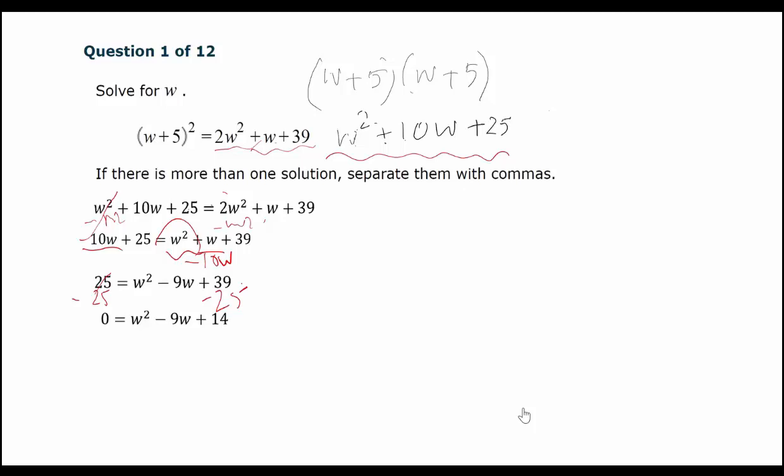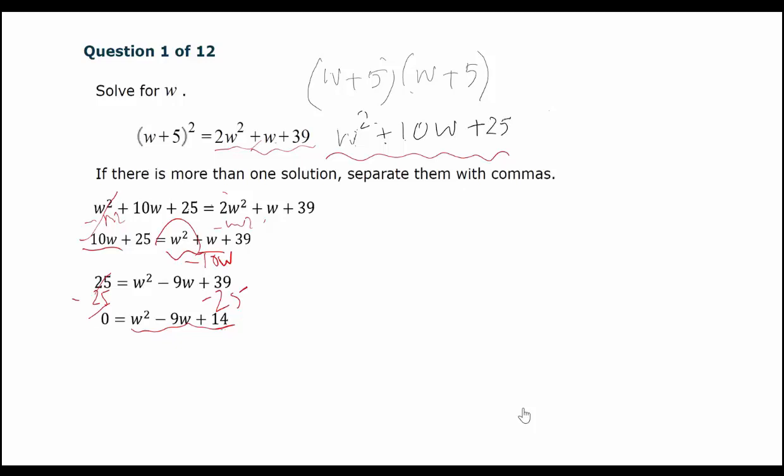So we got a quadratic equation on one side of the equation, and the other side is 0. So we are looking for a value of W when this equation will be 0. Now we can use different methods for solving a quadratic equation. We can use factoring, or we can use the quadratic formula. For this one, I'm doing the factoring because it's easy to do.